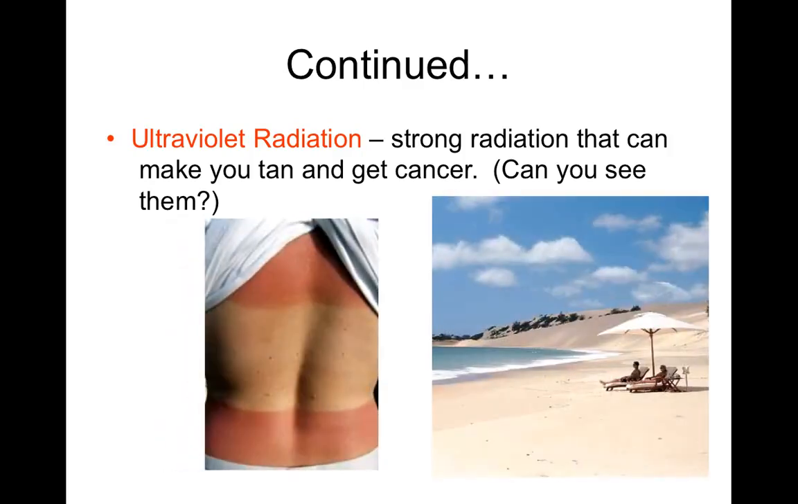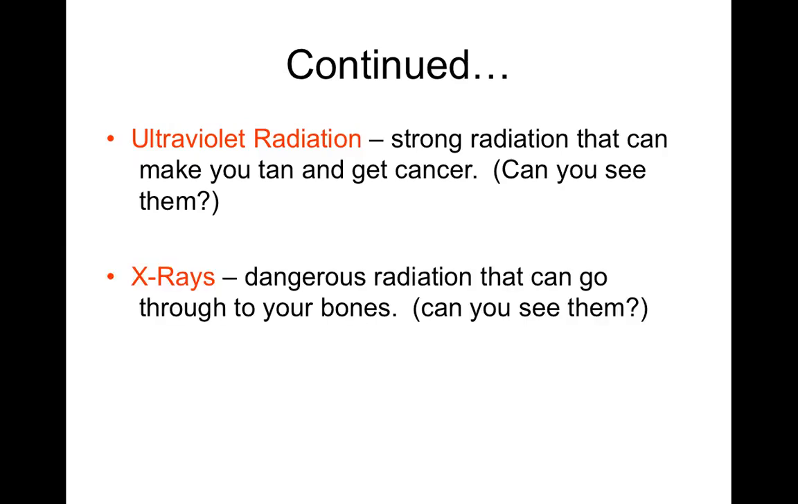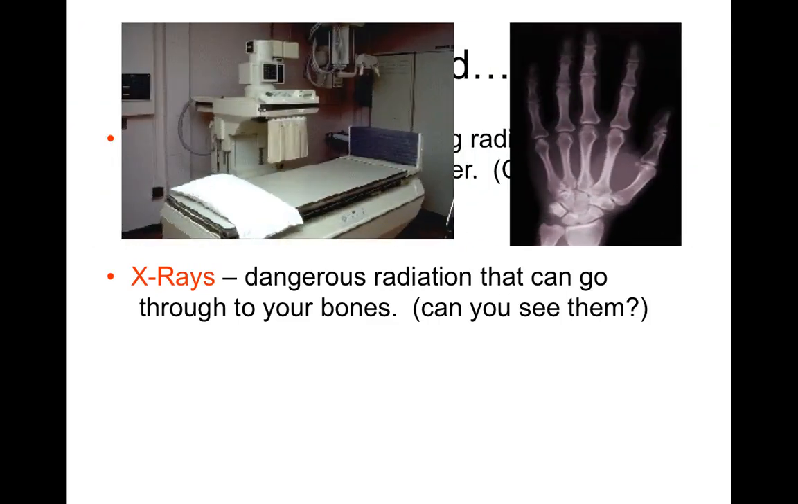UV or ultraviolet radiation is strong radiation that can make you tan or even give you cancer. You can't see the UV radiation, but you can see its effects on your skin. X-rays, dangerous radiation that can go through to your bones. You can't see the X-rays. However, they are very harmful. Therefore, we limit our exposure to them and only use them when needed. For example, when going to the dentist's office, they will put a vest on your body to protect it while they take X-rays of your mouth area only.